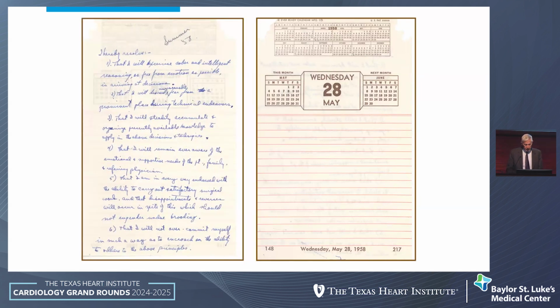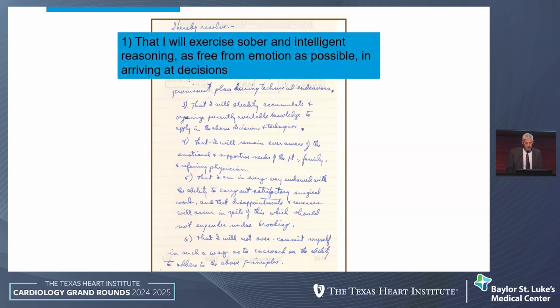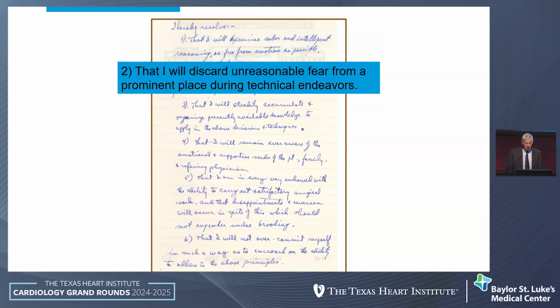And this is what Dr. Magoon wrote on the back. Some principles that he resolved to carry out. And these are the principles that he wrote as a second-year staff person at the Mayo Clinic. He said, "I hereby resolve that I will exercise sober and intelligent reasoning as far from emotion as possible in arriving at decisions." The second thing he said, "I will discard unreasonable fear from prominent place during technical endeavors."